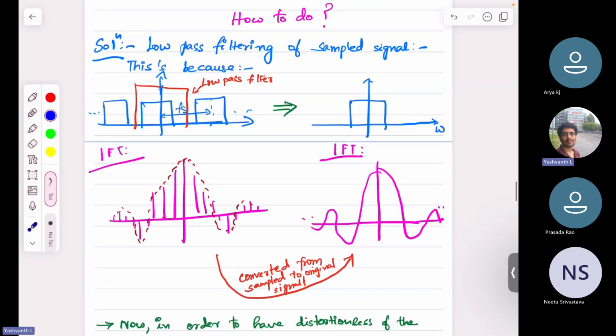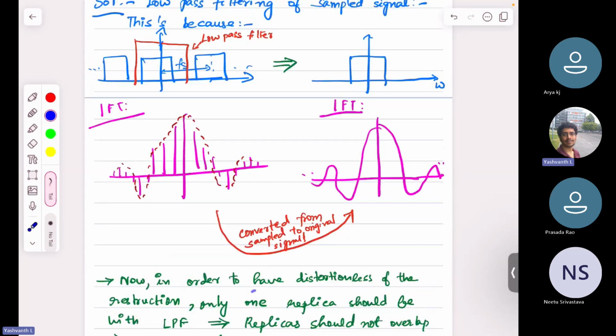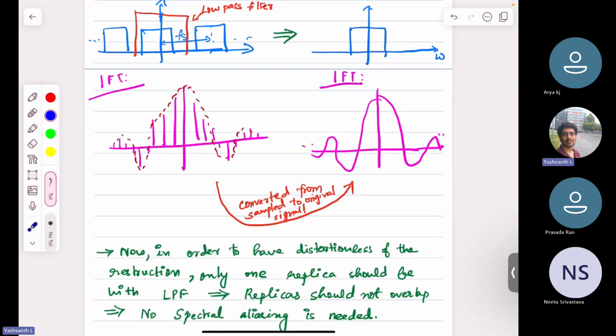That is, if I want to convert my discrete time sampled signal back to a continuous time signal, then I need to apply a low pass filter. Now, if I want to recover the primary or fundamental box here, the output without any distortion, I want to recover it in a distortionless manner. Then what is the condition?